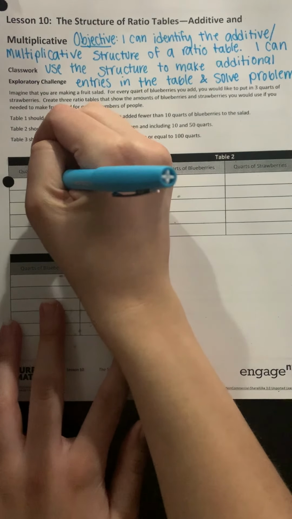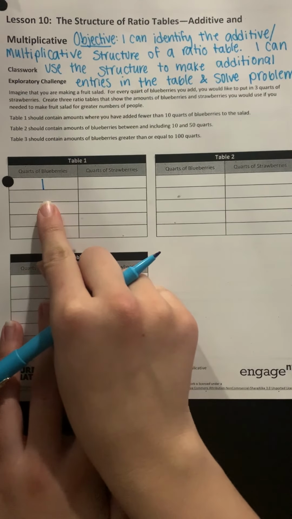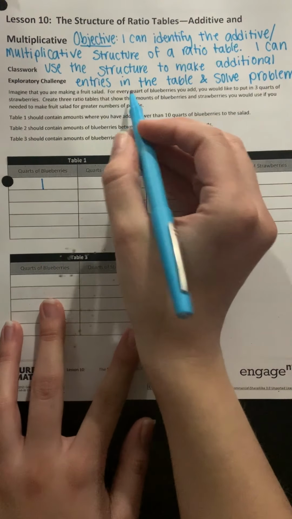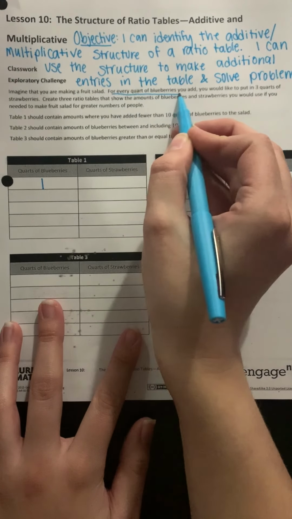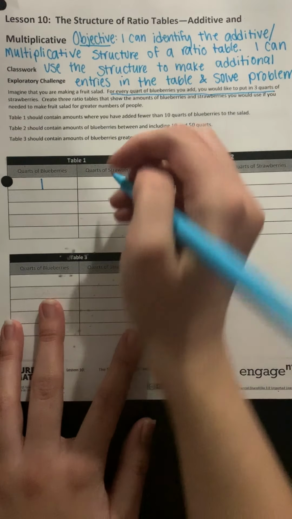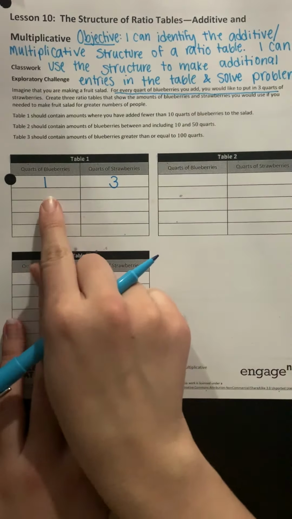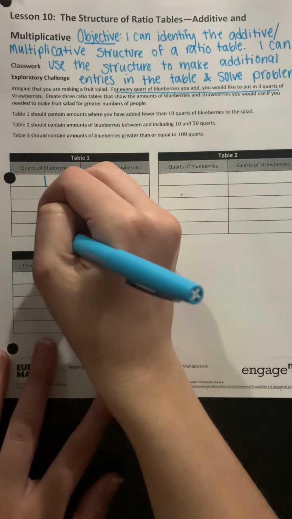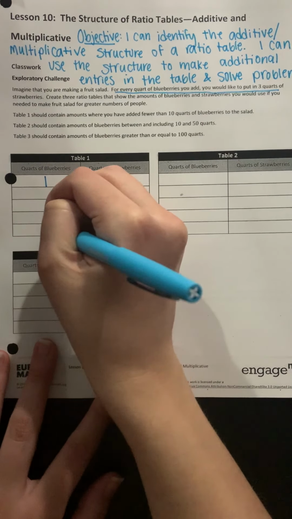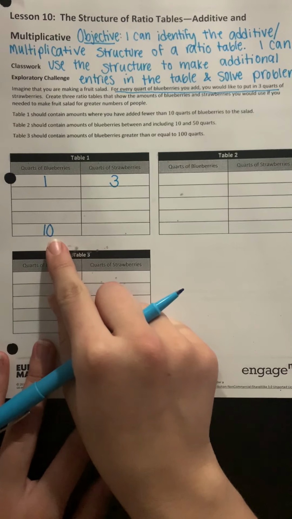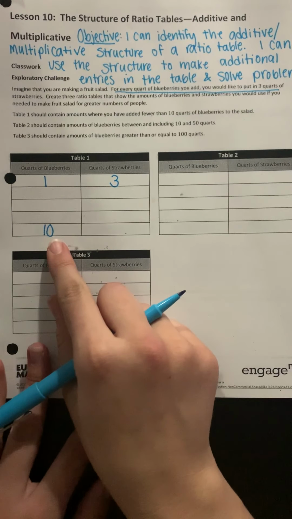So I'm going to start off with the 1 quart of blueberries that they give me here. For every quart of blueberries you add, you would like to put in 3 quarts of strawberries. So when I have 1 quart of blueberries, there are 3 quarts of strawberries. This entire table has to have fewer than 10. So I need to go 10 as my highest value. I can't go past that.